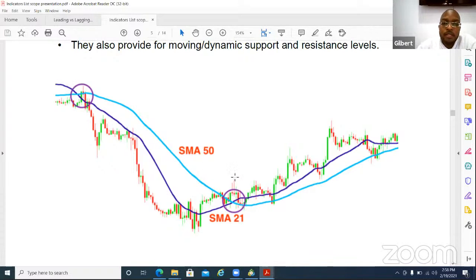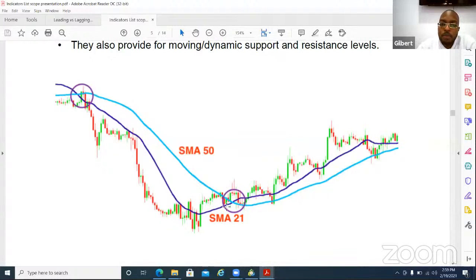So when this SMA 21, because it's faster to react to prices because it's only looking at 21 closing prices, 50 is a bit slower. So when the 21 crosses the 50 going down, that gives you a confirmation that there is a lot of momentum on the downward side, or the prices seem to be trending down. So in that case, we can start looking for selling opportunities.